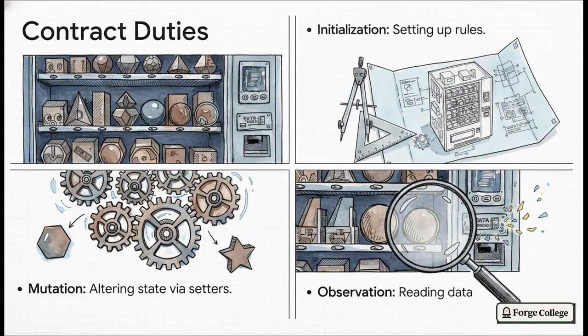And this machine basically has 4 distinct daily jobs. First is storage, which is maintaining our persistent data. Second is initialization. This is setting up the ground rules via the constructor when the machine is first plugged in. Third is mutation, altering the state, like restocking, through setter functions. And finally, observation. This means reading data via getters and off-chain events. Emitting events is honestly a lot like a receipt printer. It creates indexed data logs for off-chain tools without actually changing any of your internal storage rules.